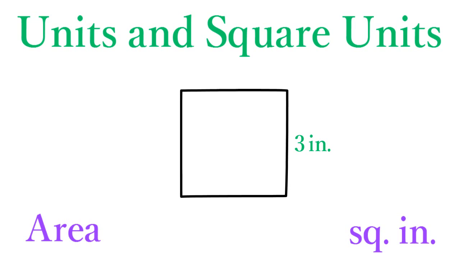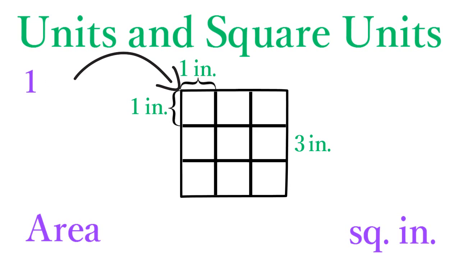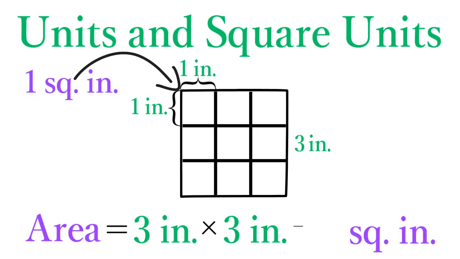For example, suppose that each side of this square has a length of 3 inches. You can divide this square into 9 smaller squares, each of which is a square that is 1 inch on each side, that is, 1 square inch. So a square whose sides are 3 inches has an area of 9 square inches.